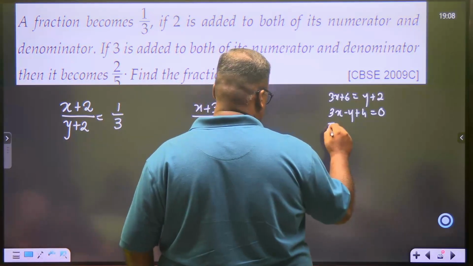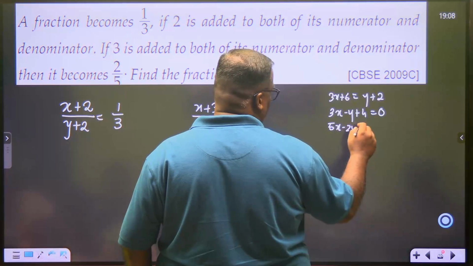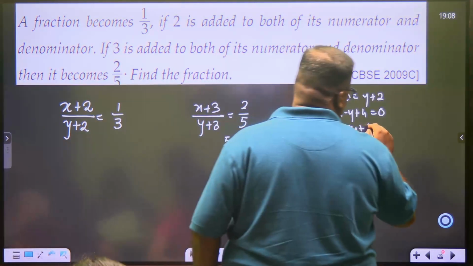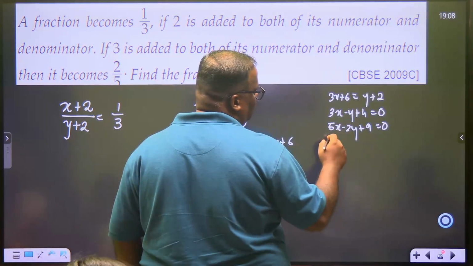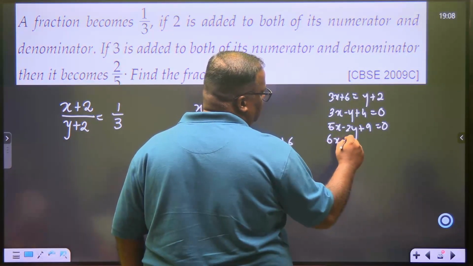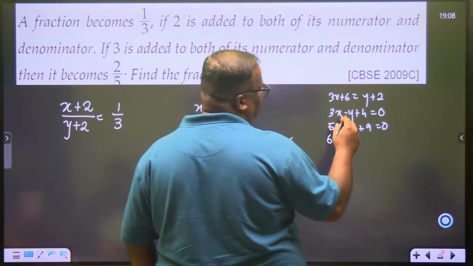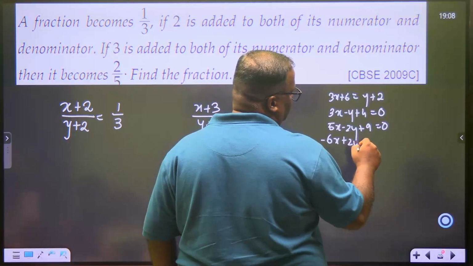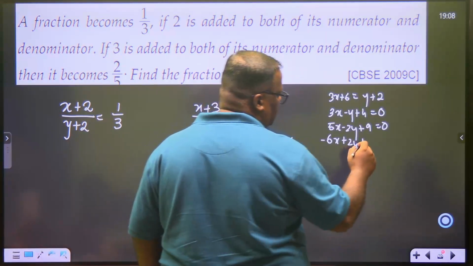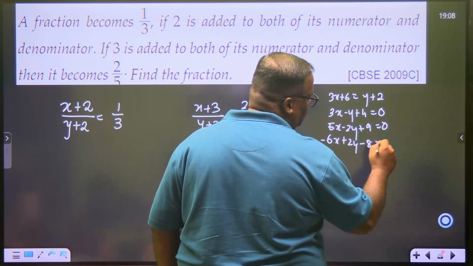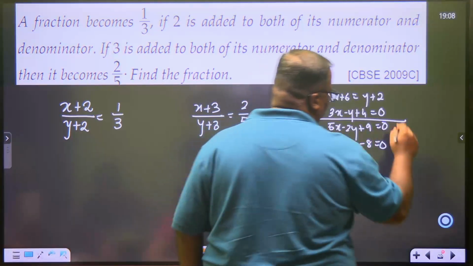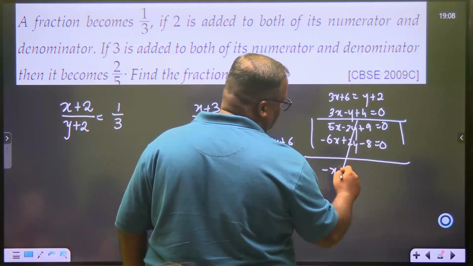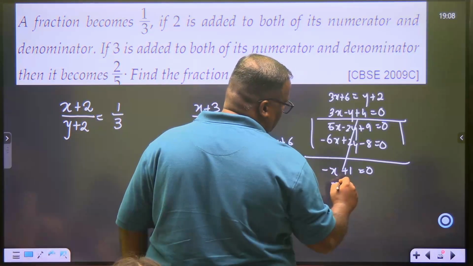So 5x minus 2y plus 9 is equal to 0, right? Multiply the upper one by minus 2, so it becomes minus 6x plus 2y minus 8 is equal to 0. These are my two equations, right? Then add them. This is gone. Negative x, and this is how much? Positive 1 is equal to 0. So x is equal to 1.